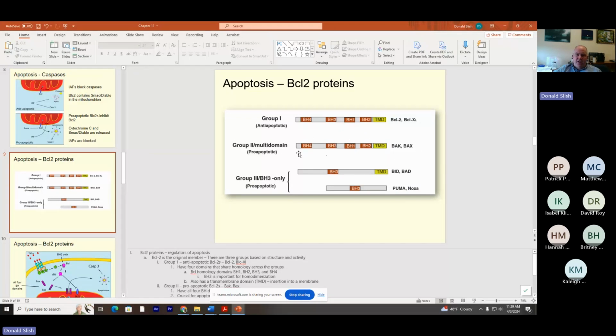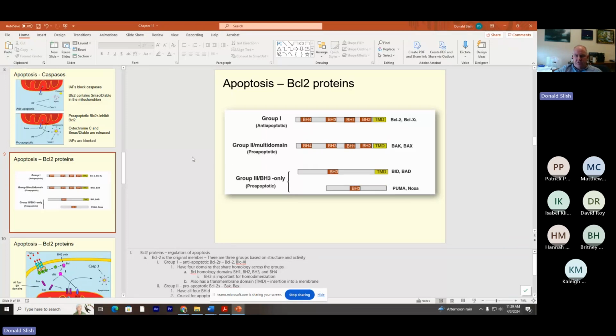So these guys here have got this transmembrane domain. These are the ones that are going to go into the mitochondrial membrane and allow cytochrome C to release. And these are going to be activated by these pro-apoptotics, which get activated by different mechanisms, as we said before: PUMA, NOXA, BAD, and BID. So we'll look at BID here.